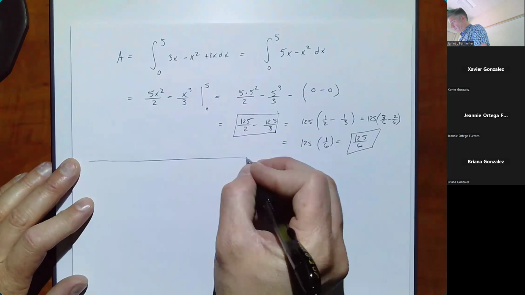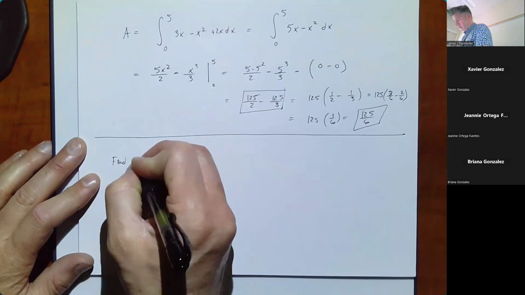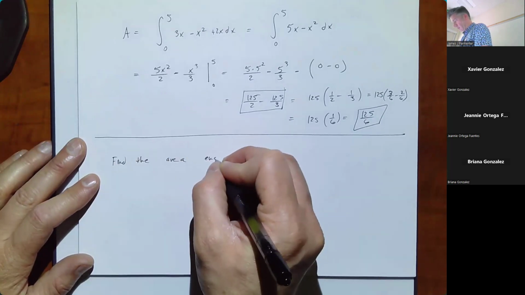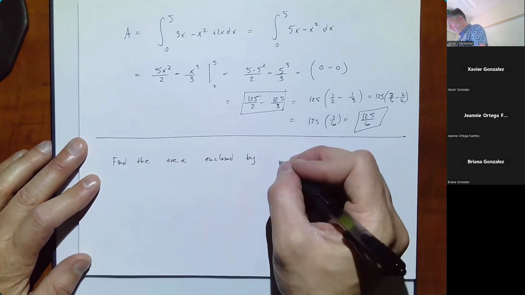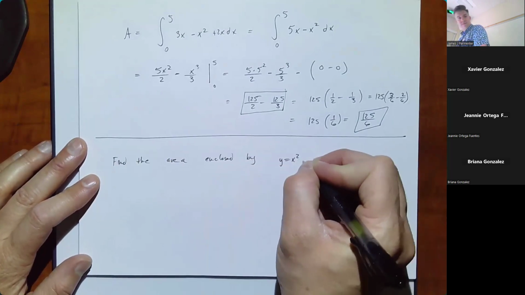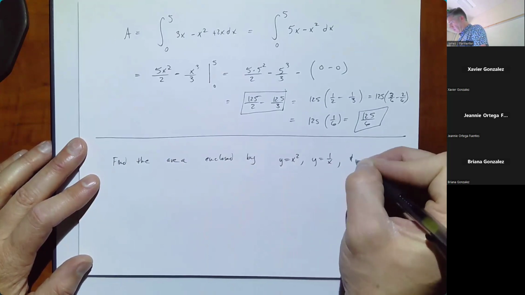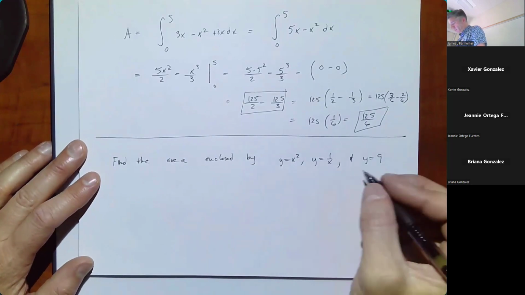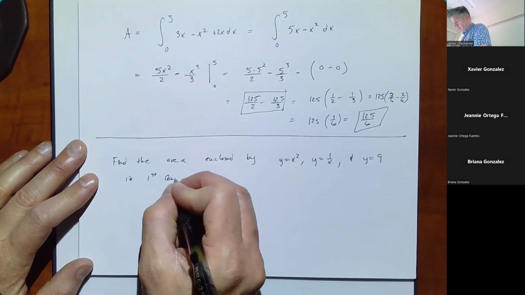Okay, so let's find the area enclosed by the functions y equals x squared, y equals 1 over x, and y equals 9 in the first quadrant.